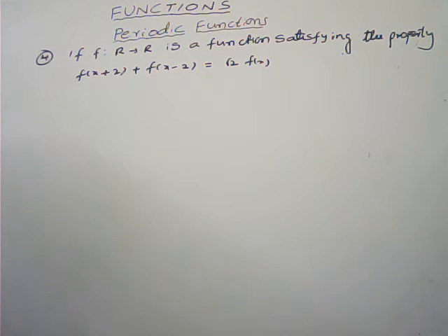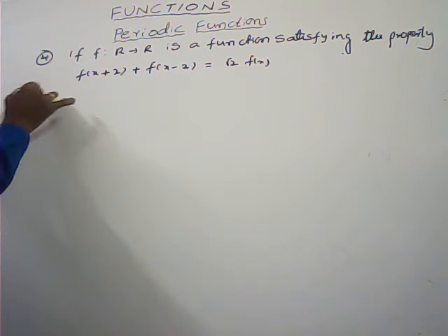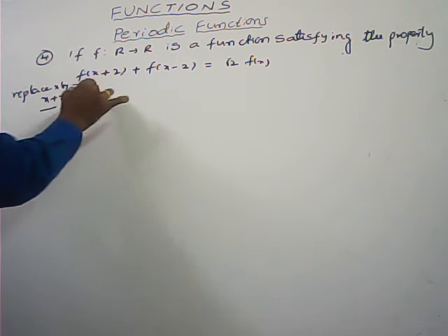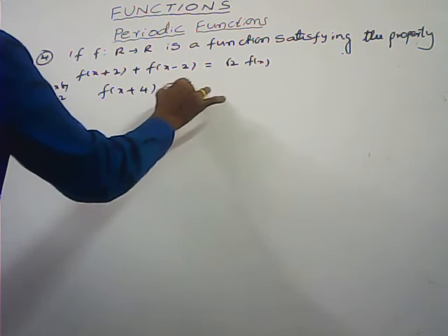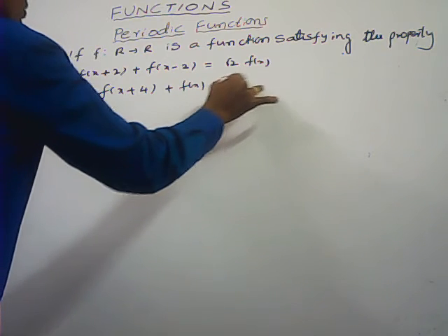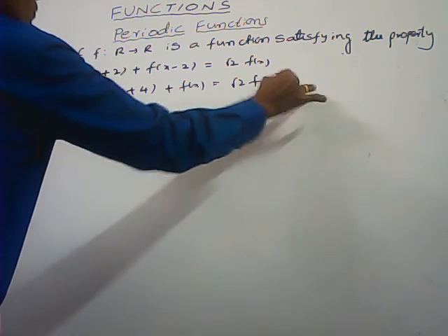This is also similar to the previous one. Previously x plus 1 and x minus 1 were there above. Now here f of x plus 2 and f of x minus 2 are there. Here what I am doing, replace x by x plus 2 I am taking. So here we can get f of x plus 4 plus f of x is equal to root 2 into f of x plus 2.